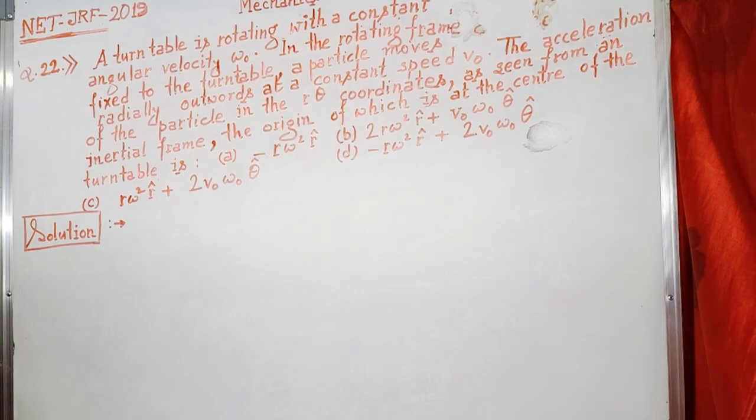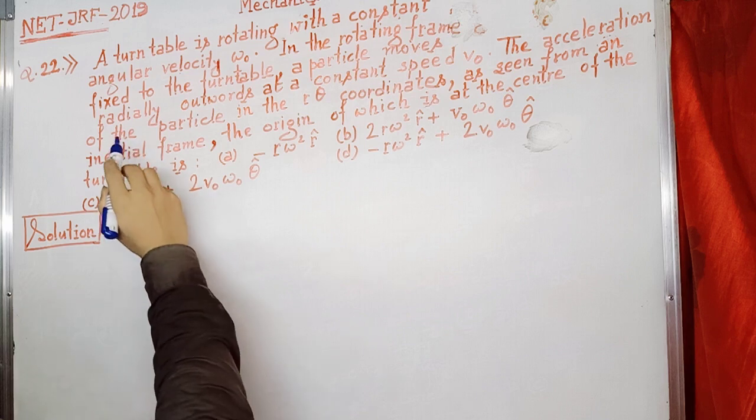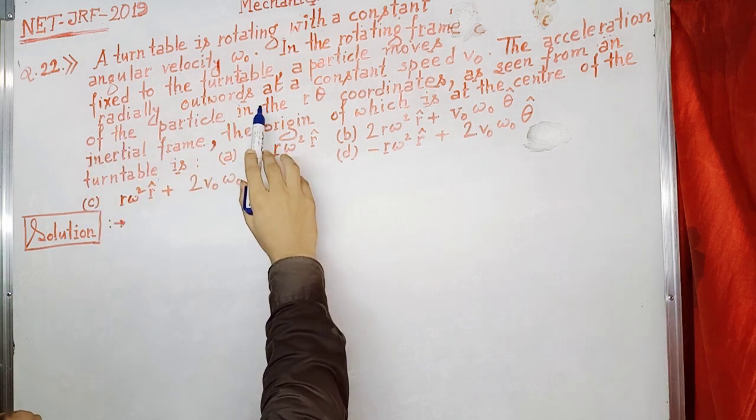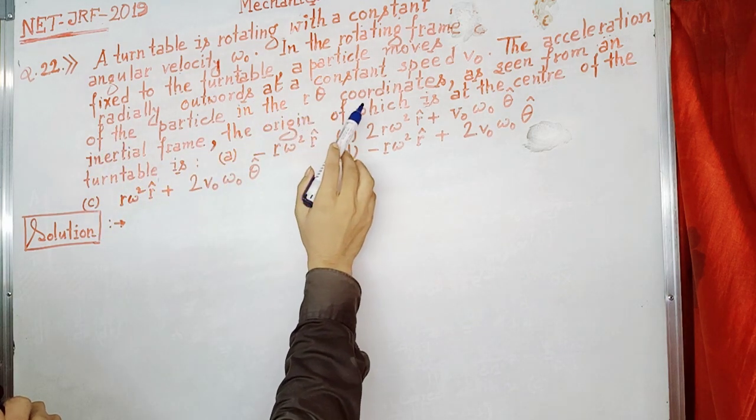This is the question from NET-JRF 2019. This is question number 22. In this question it is given that a turntable is rotating with constant angular velocity omega 0. In the rotating frame, fixed to the turntable, a particle moves radially outwards at a constant velocity v0.